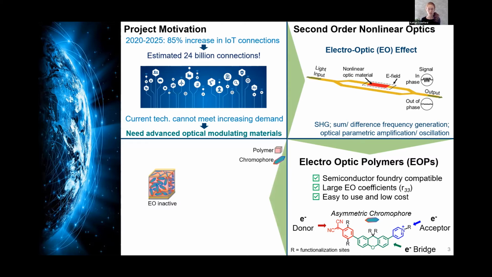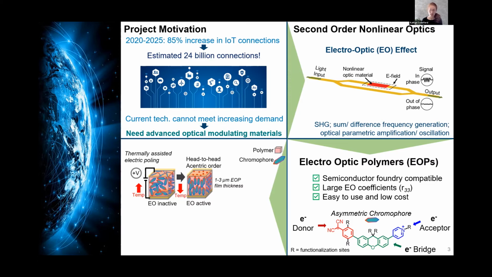So in order to form a non-centrosymmetric material or matrix, we can achieve this by doing something called thermally assisted electric poling. In thermally assisted electric poling, if you increase the temperature above the Tg, or the glass transition temperature, of the polymer composite while applying a large electric field, you can force the chromophores to rotate about their z-axis so their dipoles align in the direction of the electric field. Then if you cool this back down with the voltage applied, you can so-called freeze the chromophores in a head-to-head acentric order state, and thus giving an electro-optically active material.